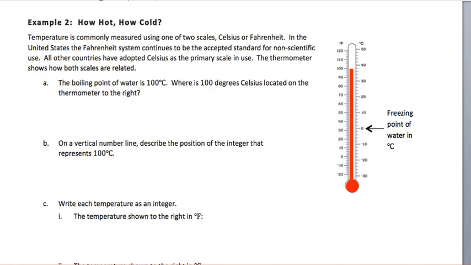The thermometer is showing how these two scales are related. On the right is the Celsius scale, and on the left is the Fahrenheit scale. And you should notice that 0 is in different locations depending on whether you are measuring in Celsius or Fahrenheit. Using that scale, the boiling point of water is 100 degrees Celsius. Where is 100 degrees Celsius located on the thermometer at the right?